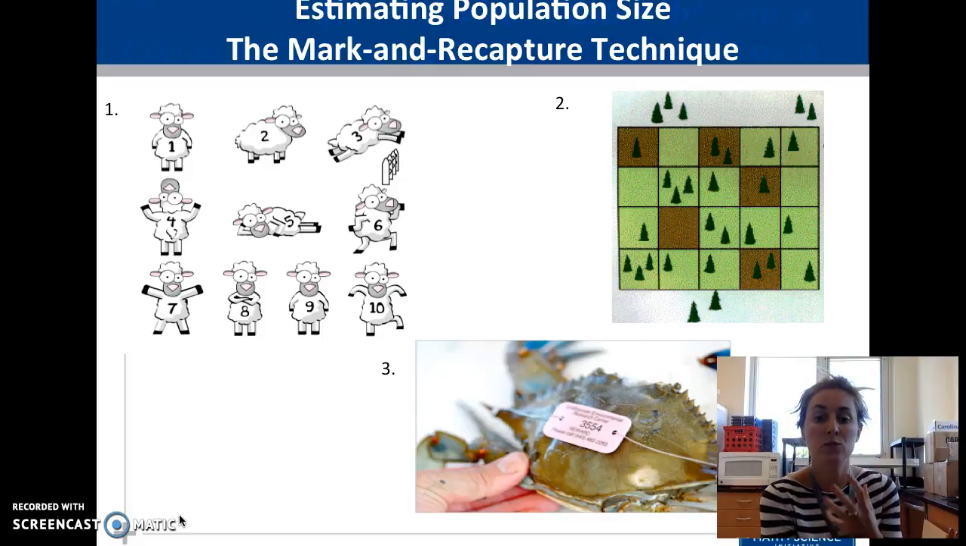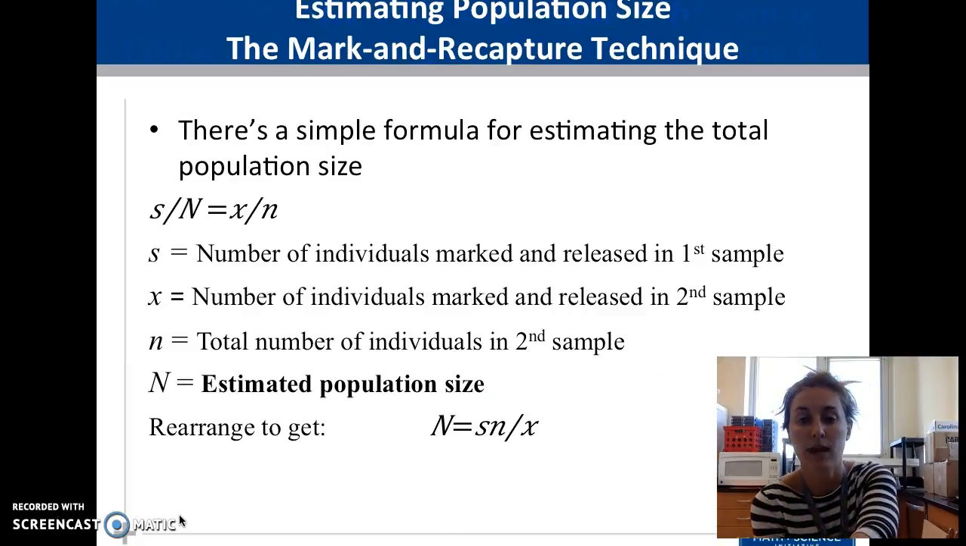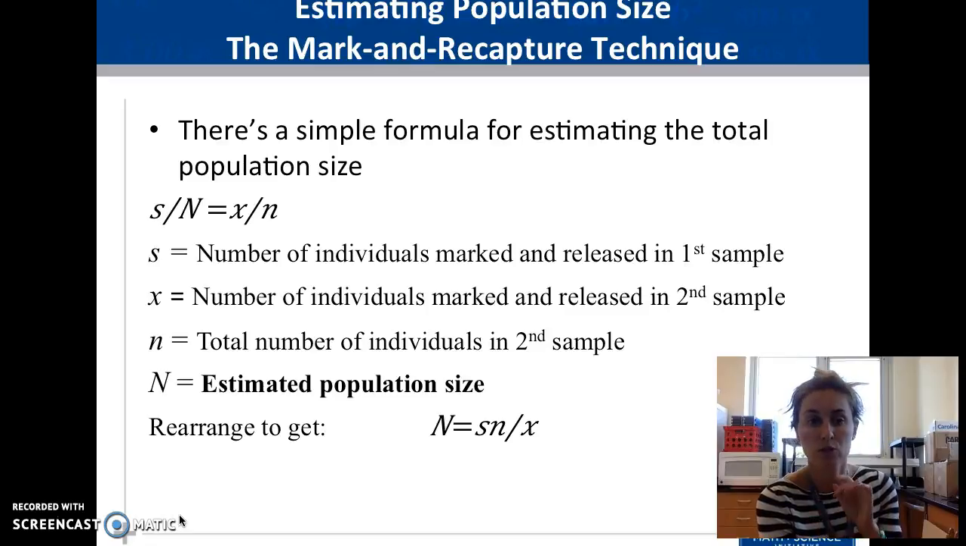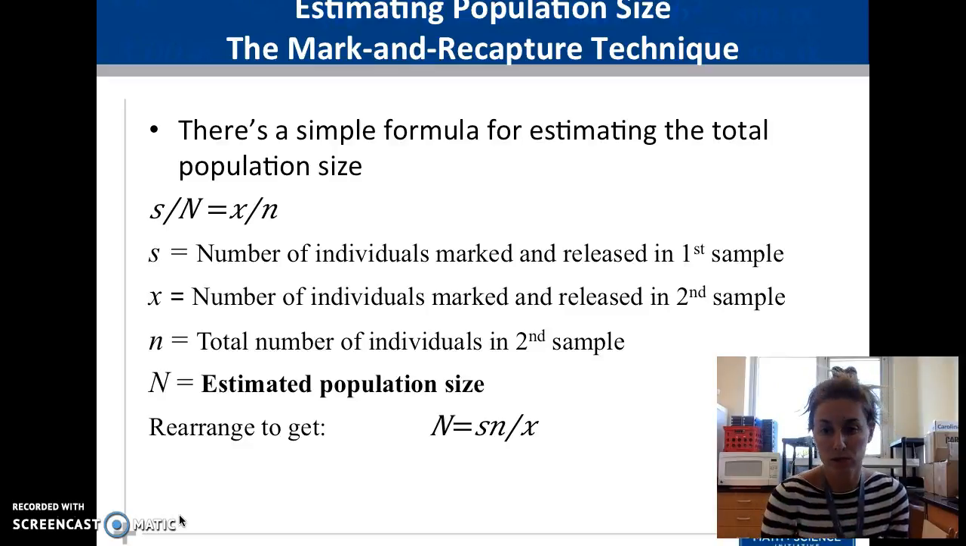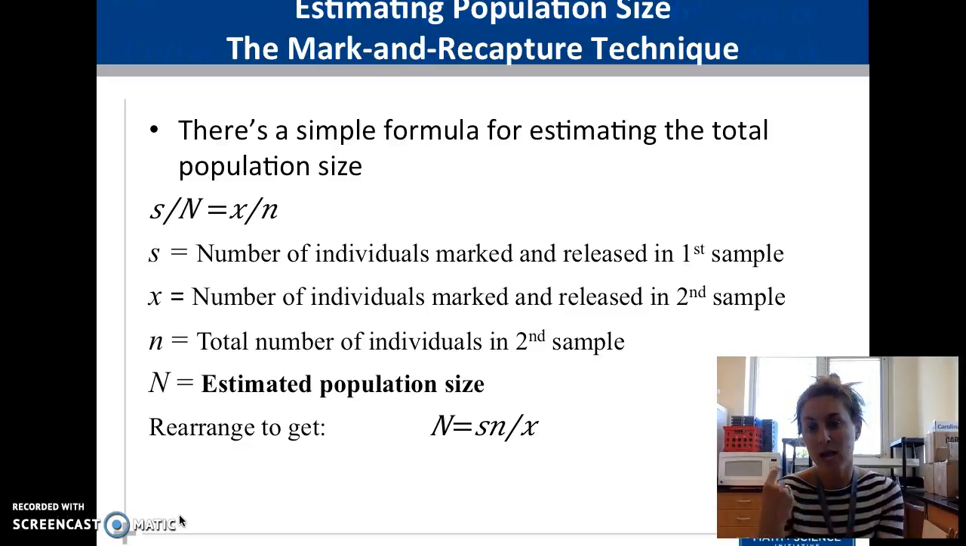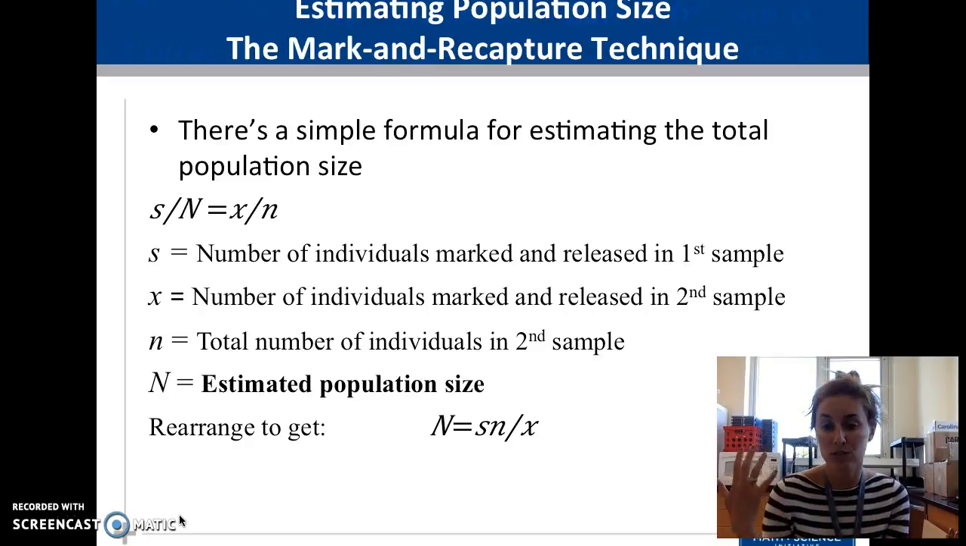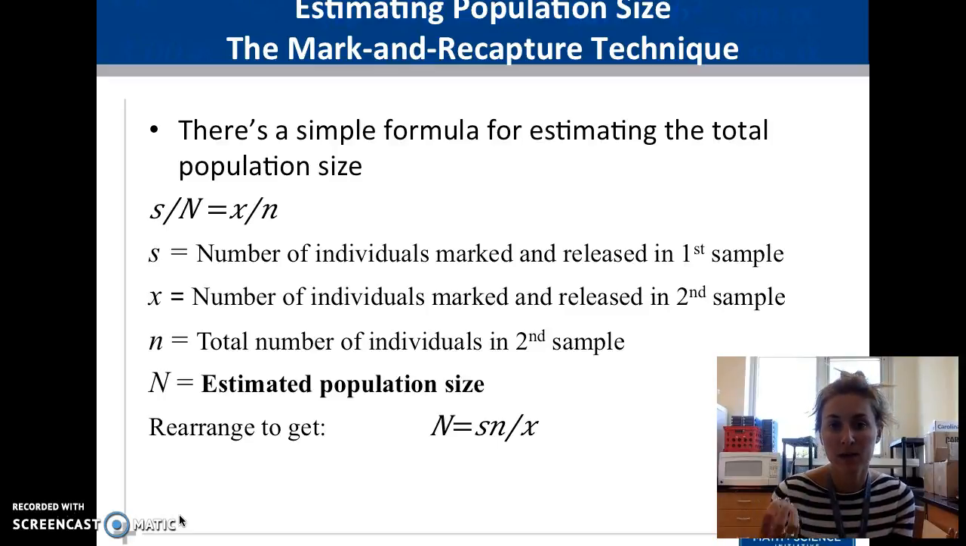And so the best way to do this is using the mark and recapture technique. This is the formula that we use, and I will go over this. Just make sure you write down the actual formula. Basically what happens is I take a sample. So I collect, let's say I'm looking at squirrels. I take 20 squirrels. I catch them in Havahart traps. I tag them and I release them. I know now that there are 20 squirrels in the area that have a tag on them. That's the S.